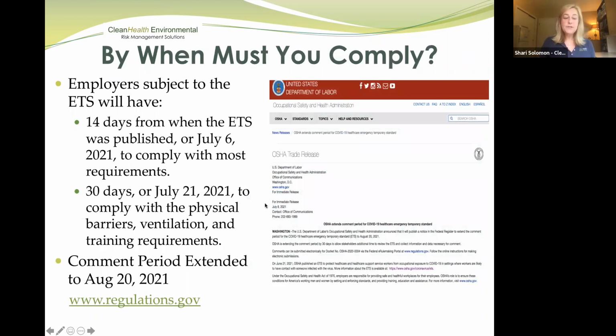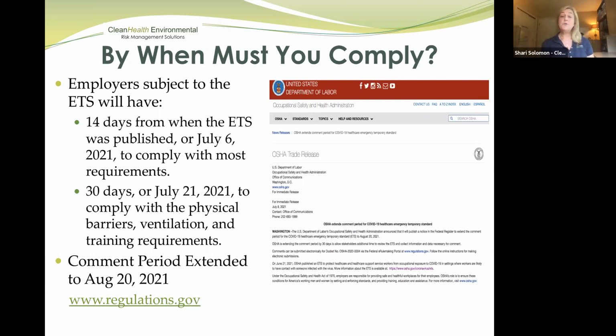All right, so finishing up with some more details about the program and the emergency temporary standard: by when you must comply. I'm sure many of you already know this. The date has already passed. This was initially published, and then it was 14 days from when it was published, on June 21st, where most of the requirements were already required. And then 30 days after that, which was July 21st, obviously both have passed. And that was the physical barriers, ventilation, and training requirements.